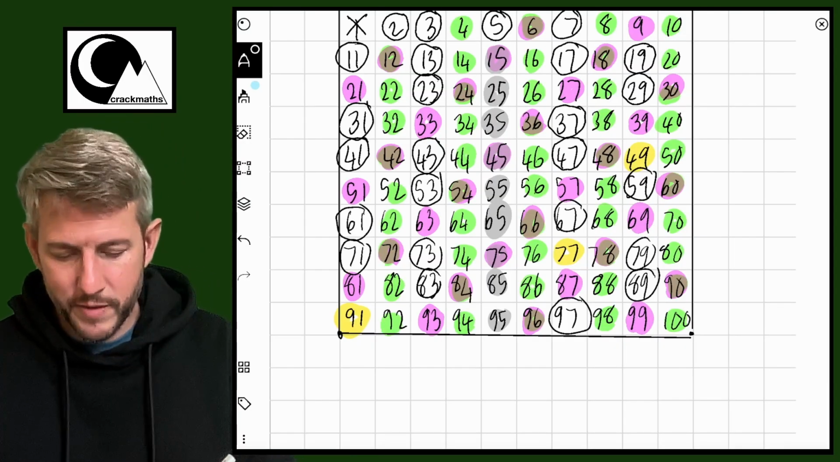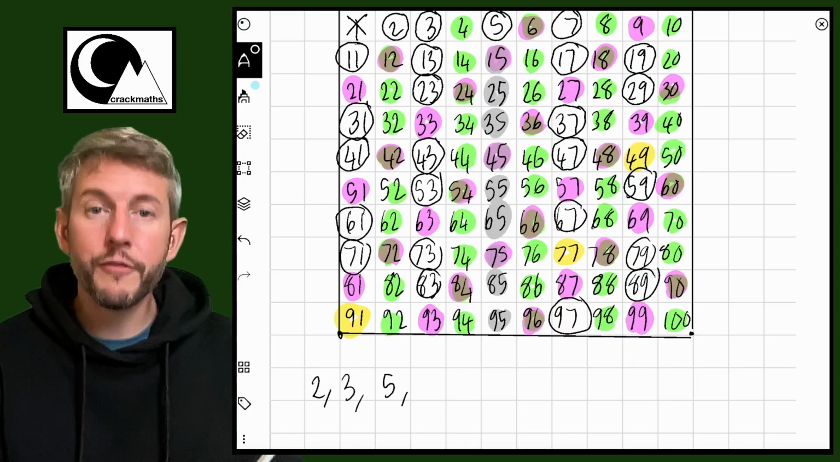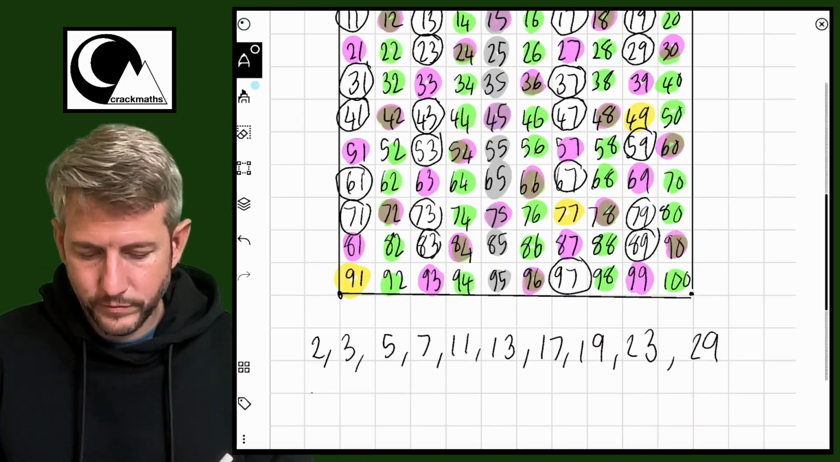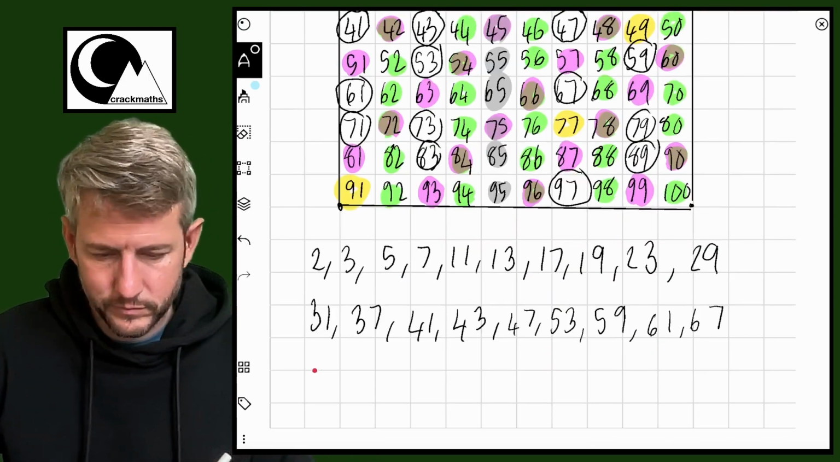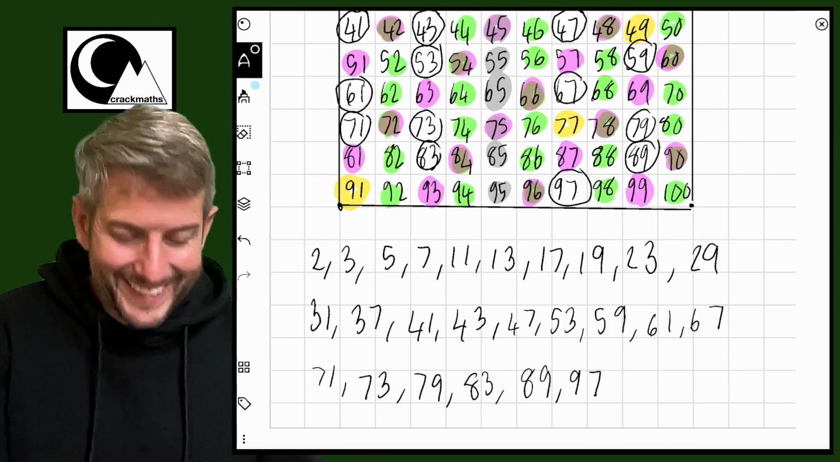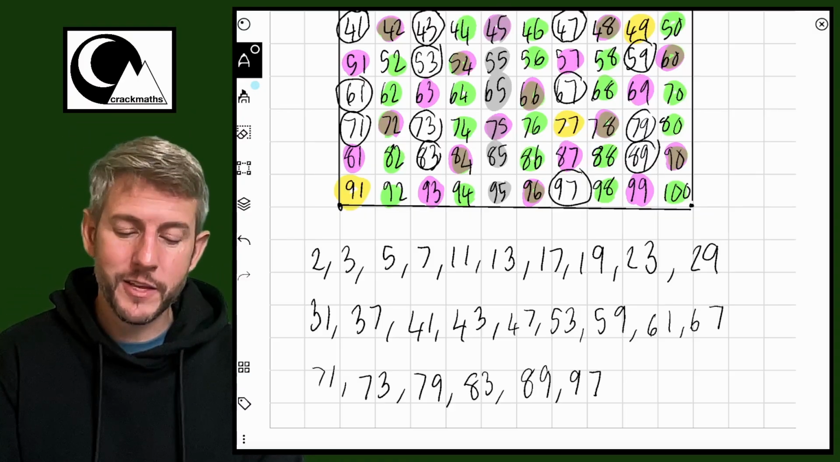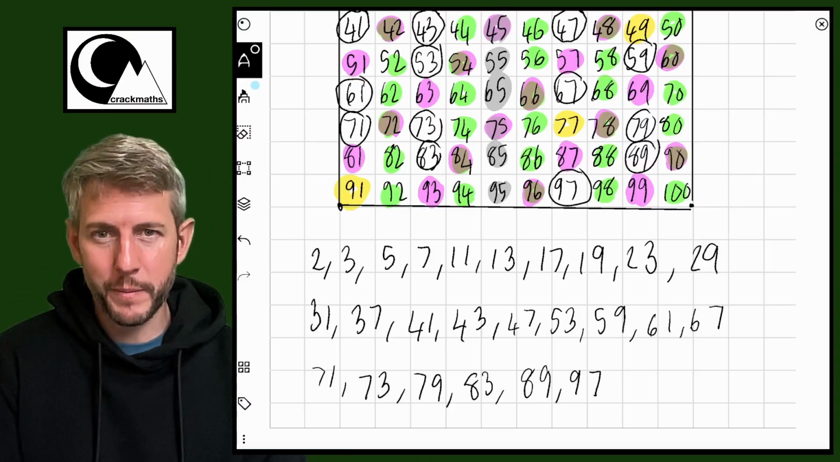So let's write them down. We've got 2, 3, 5, 7, 11, 13, 17, 19. Okay, right. And so that's that for identifying the prime numbers. Okay, so here we go. These are the prime numbers.